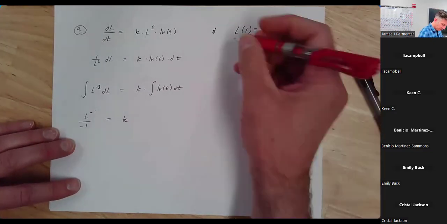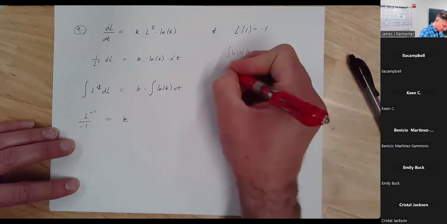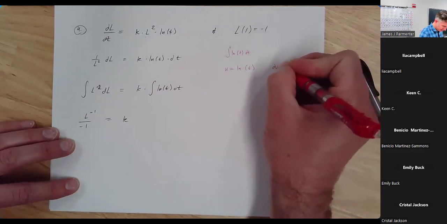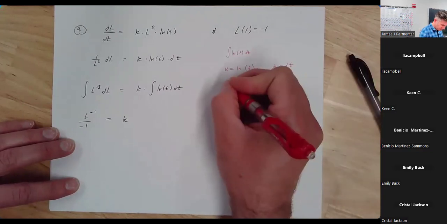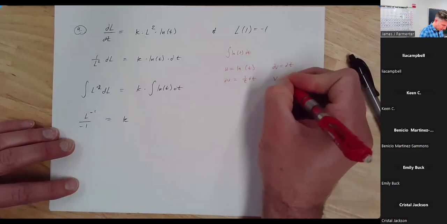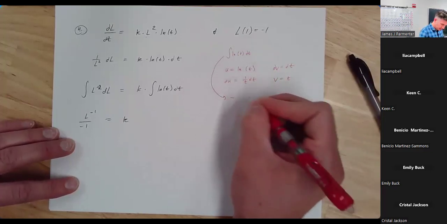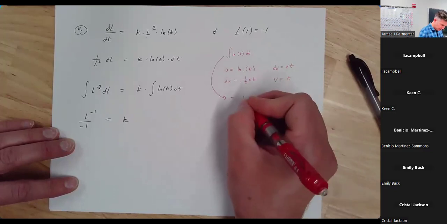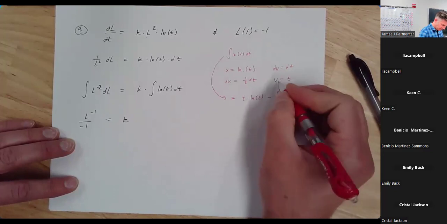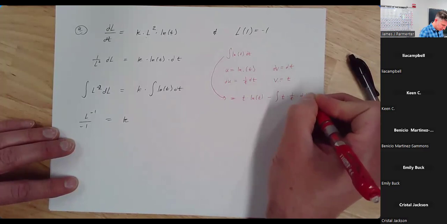So for the integral of natural log of T dt, we're going to let U equal the natural log of T and dV be dt. Our du is 1 over T dt, and our V is equal to T. So this integral ends up equaling U times V, which is T times the natural log of T, minus the integral of V du, which is T times 1 over T dt.